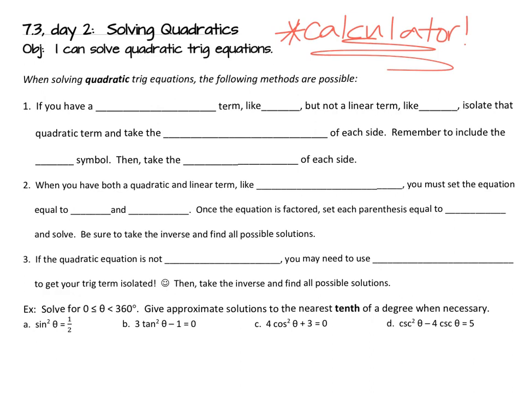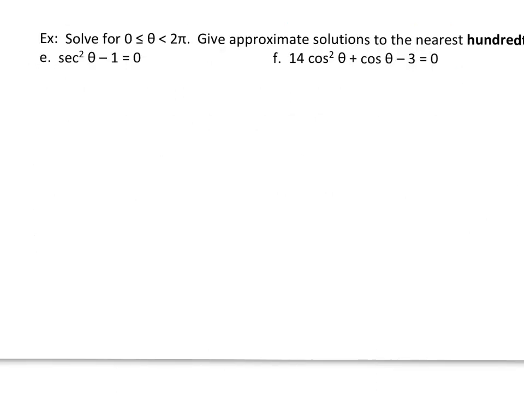Let's finish the second part of the 7.3 Day 2 lesson, Solving Quadratics in Radian Form. Be sure to have a calculator and then go to the bottom of this page. It says to solve for values of theta between 0 and 2 pi. That's going to indicate that we are in radian mode. Make sure to convert that on your calculator.